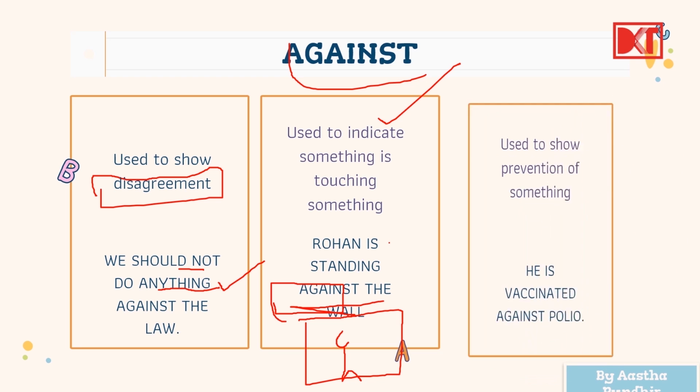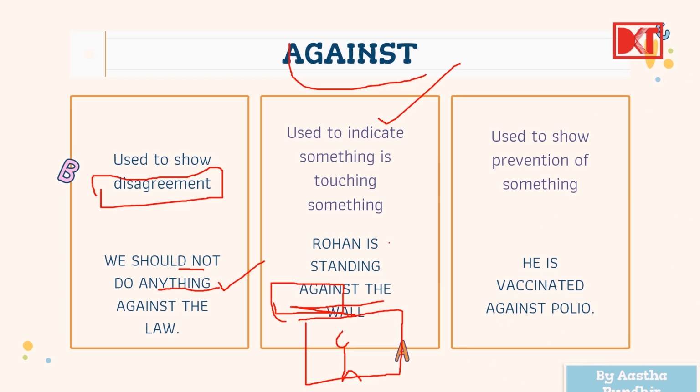Next usage could be used to show prevention of something. When we are preventing something, like he is vaccinated against polio. मतलब जो vaccination है which is given to prevent the occurrence of polio. So he is vaccinated against polio. Alright?